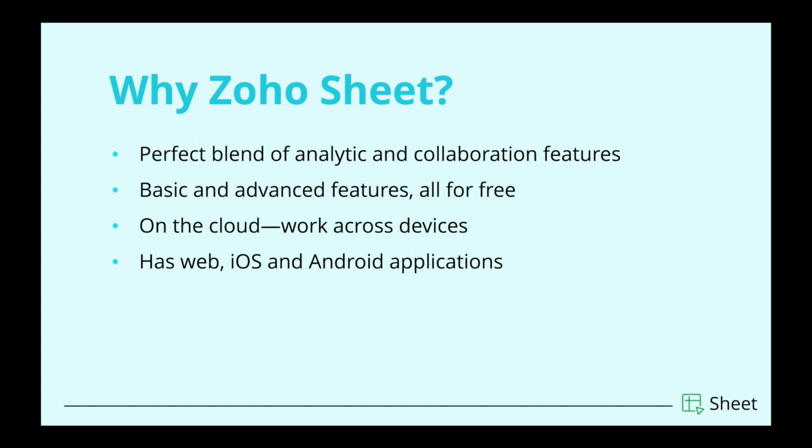So why Zoho Sheet? For those of you who are not familiar with Zoho Sheet, it is an online spreadsheet application that provides you with the perfect blend of analytical features such as functions, charts, pivot tables, etc., and collaboration features such as sharing, real-time collaboration, commenting, etc. And all these basic and advanced features are provided for free of cost without any restriction. In Zoho Sheet, your files are saved on the cloud, which means you can work on your files anywhere using any device without being held to one particular hardware device. And Zoho Sheet is also available for mobile devices for both iOS and Android applications.